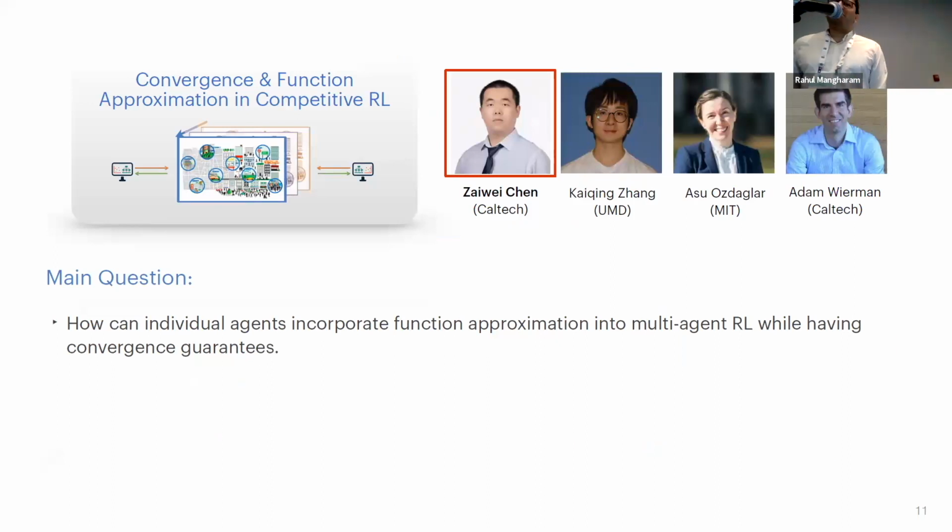The main question I'd like you to keep in mind is: how can individual agents incorporate function approximation into their learning algorithms in these kinds of dynamic environments while still having performance and convergence guarantees?